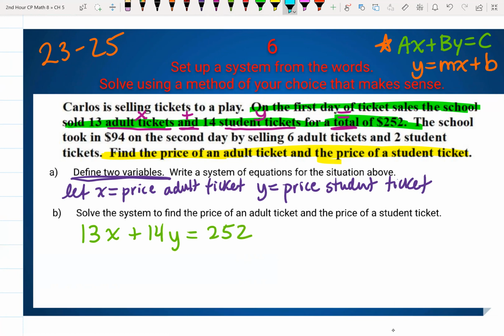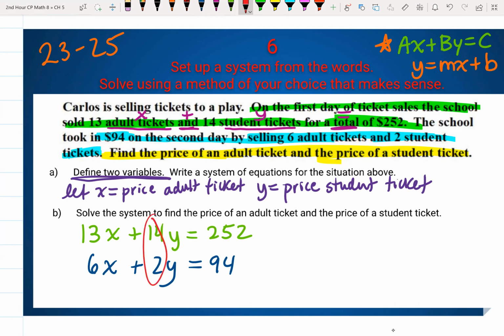Let's read the next sentence. $94 for selling 6 adult tickets and 2 student tickets. So that's right, the second sentence tells us there's a total of 94. And again, it's standard form, 6x and 2y. So there's our system. And standard form equations are best solved using elimination. So if we want to eliminate, we've got to get either the x's the opposite or the y's. I want to make these the opposite.